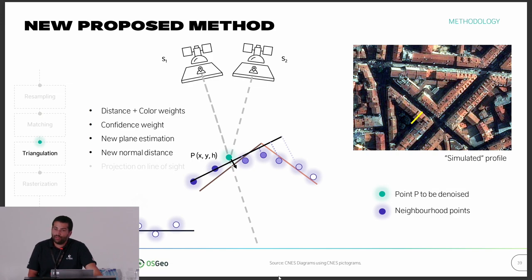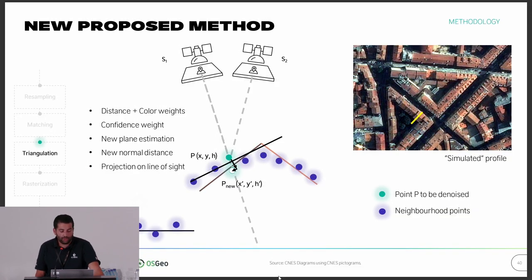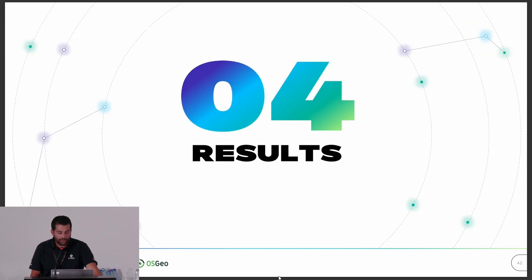We add another constraint. It's a projection onto the line of sight, because the points we obtain thanks to photogrammetry should stay on the line of sight, but after denoising they don't, and that's impossible because the point was obtained by intersection of lines of sight. So we obtain a more realistic solution, and we can iterate over this method.